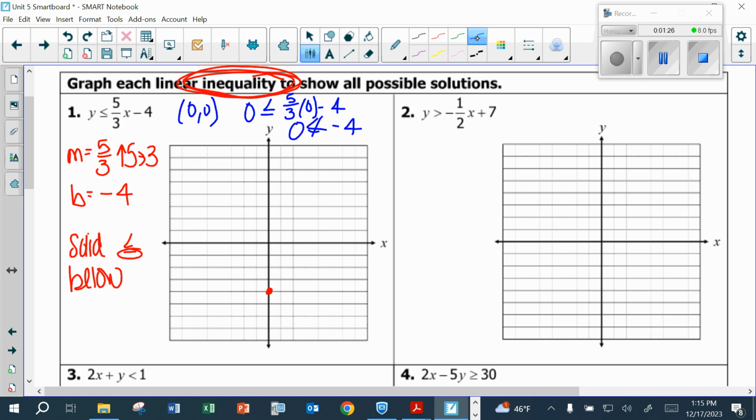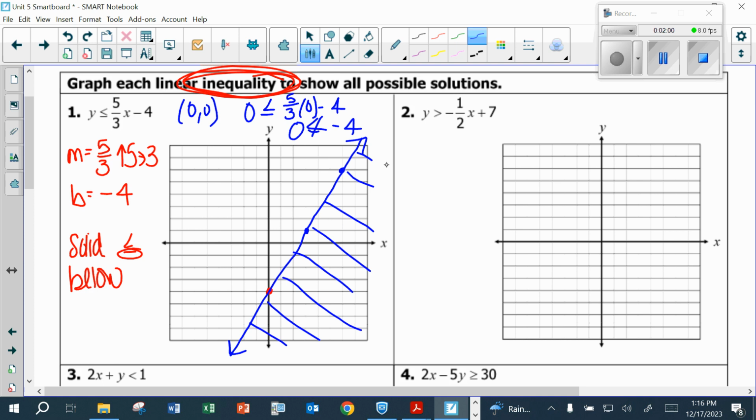Okay, so let's graph. We're down at -4. We're going up 5 and over 3. Up 5 and over 1, 2, 3. We're going to have a solid line. I'm going to do some phantom points here. Another one down there. Oh, that's terrible. So come down. Now, if you remember that less than means you shade below, you would go here. If you use the test point 0, 0, you know it's not a solution, so you've got to make sure to shade so it's not in there.